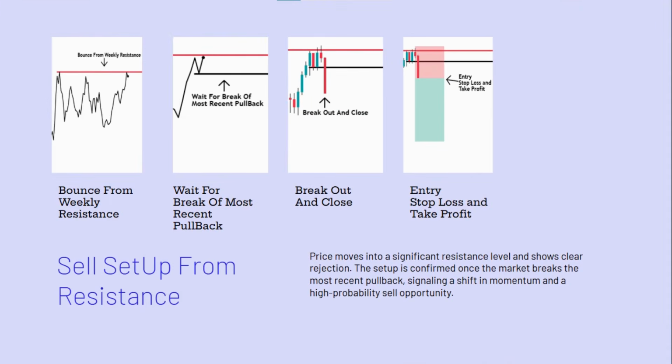Now the sell setup from resistance. Same process, just flipped. Price reaches weekly resistance and clearly rejects. You're not rushing in, you're watching the daily chart and waiting for price to break the most recent pullback to the left. Once that pullback is broken, it confirms sellers are in control and the sell setup is valid.